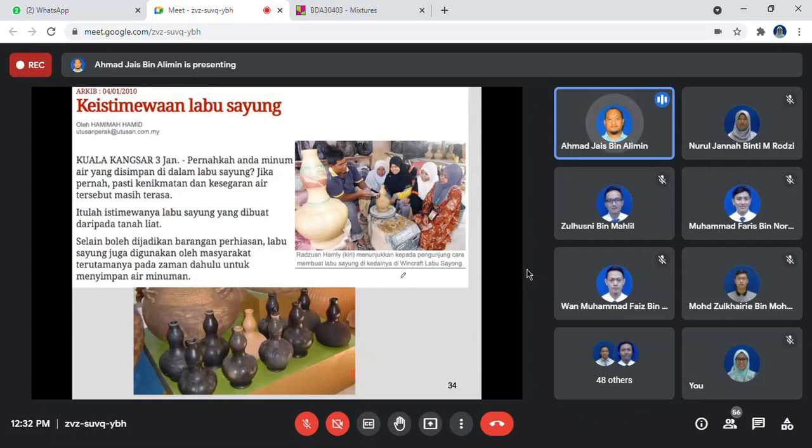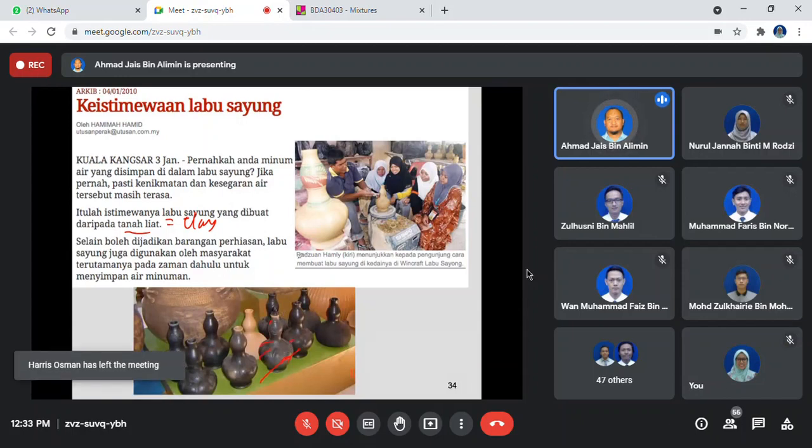So if you have the opportunity to get a hold of this labu sayong, you can see that the labu sayong is made from clay. Clay is the tanah liat, and labu sayong is an example of the evaporative cooling process. So the water that is stored inside the labu sayong will be absorbed by the wall of the vase, and the incoming air will increase the heat transfer process.